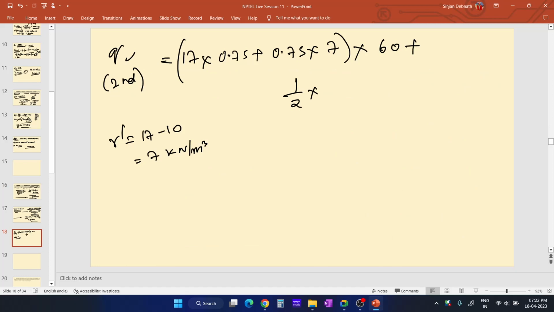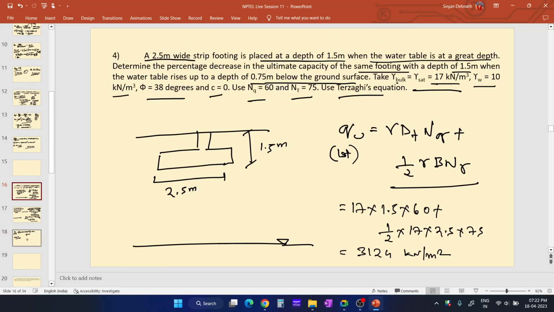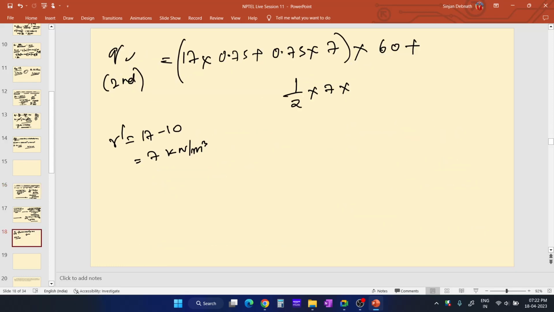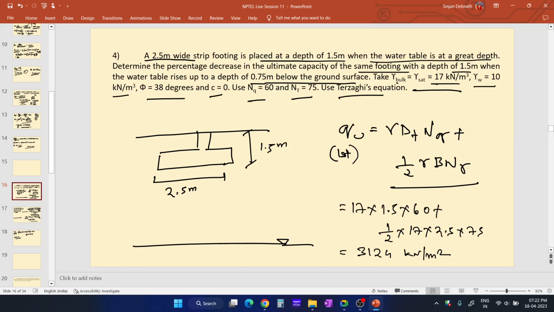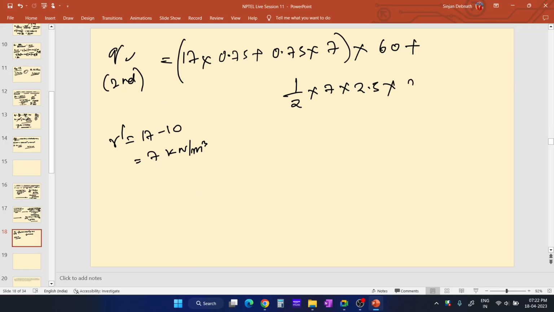Gamma dash is 7, into gamma B, the breadth of the foundation, which is 2.5. Half into gamma submerged, B is 2.5, into N gamma. N gamma is 75. So now if you solve this, you will get the value of qu for the second case. If you calculate this, qu comes out to be around 1736 kilonewton per meter square.